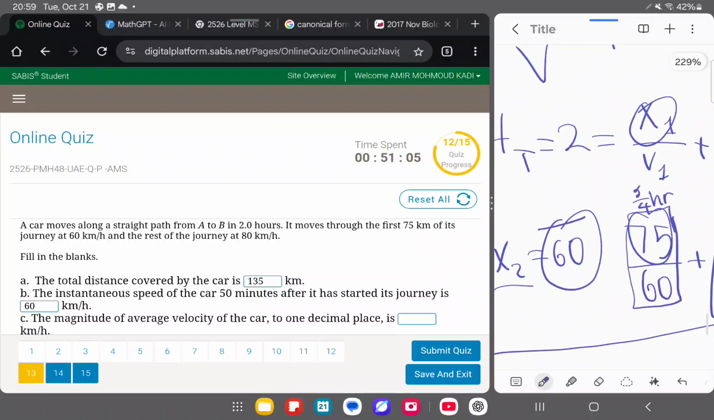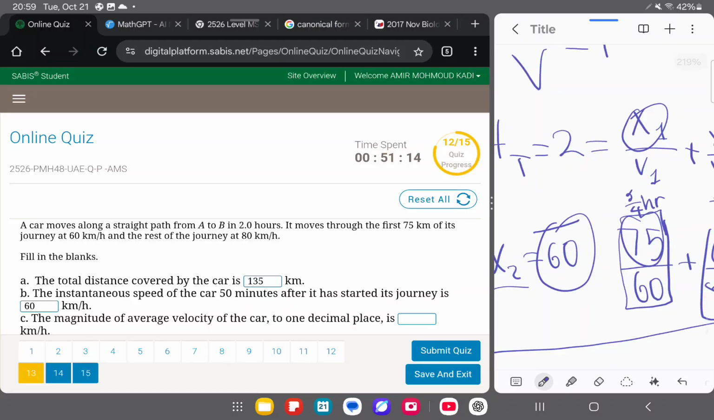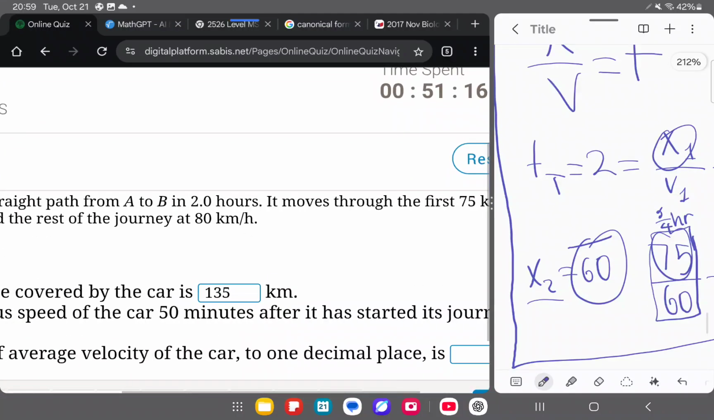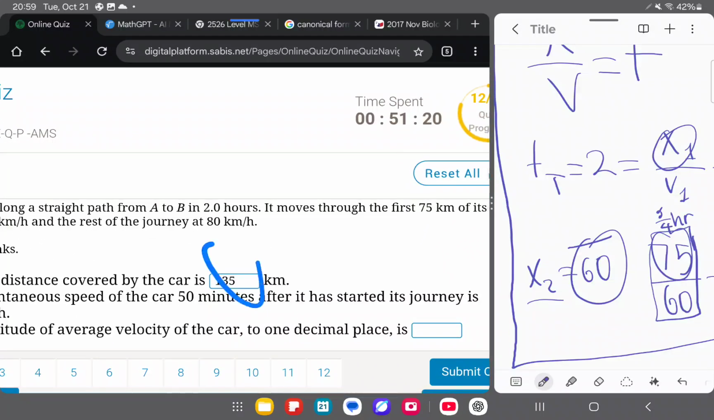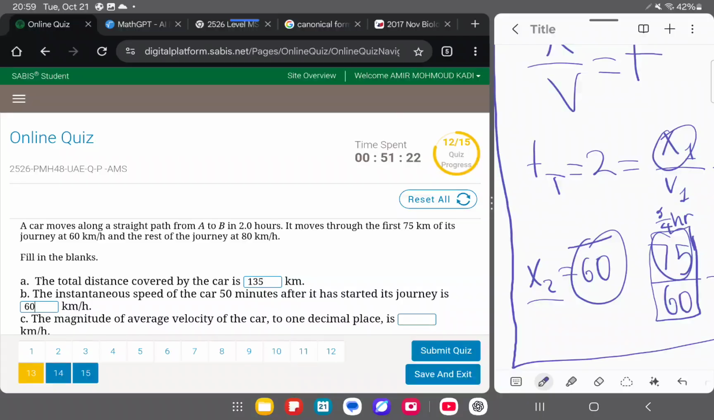Now they're asking for the magnitude of the average velocity. Average velocity is just the total distance over the total time, and they're just asking for the magnitude. So we have 75. We already got x2, which is 60. Actually, they already gave it to us. Yeah, they gave us 135. And now we just have to find the total time. Total time is 2 hours. So now we just do 135 over 2, which is just 67.5.